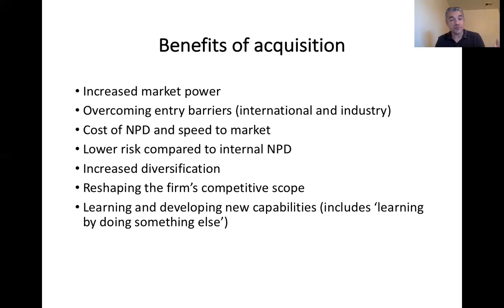It increases diversification, which safeguards you from some of the industry cycle dynamics. It helps you reshape your firm's competitive scope, again, potentially creating those opportunities for private synergies that would translate into benefits for the shareholders. And you also get to learn and develop new capabilities, not just from the target firm as such, but also through the process of incorporating the acquisition target into your business.